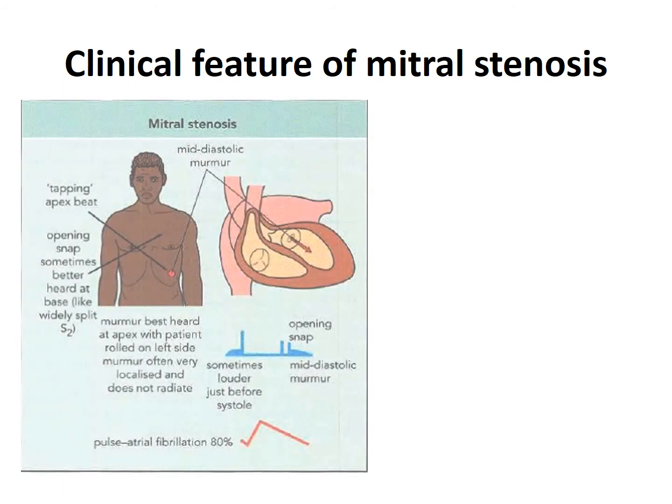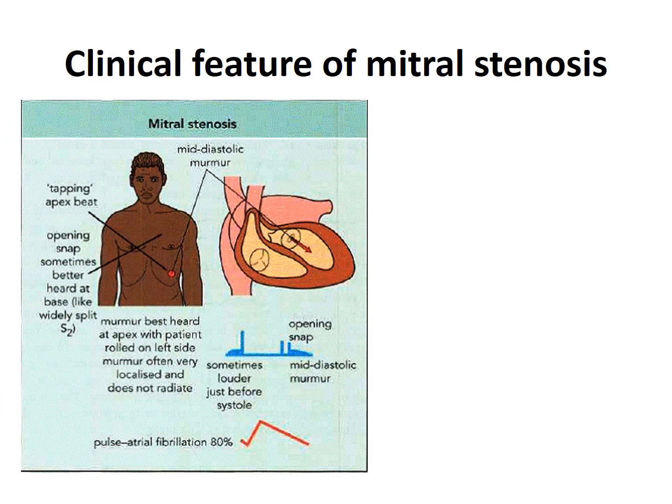Let us now describe the clinical features of mitral stenosis. By inspection and palpation, the apex is usually not displaced. It is in its normal position, the fifth left intercostal space, mid-clavicular line. It is tapping or slapping in character as a result of the palpable tapping first heart sound.